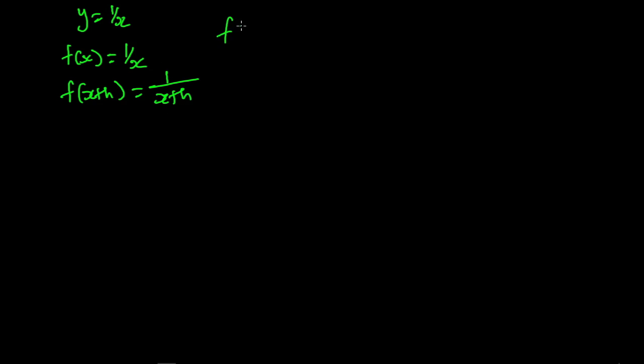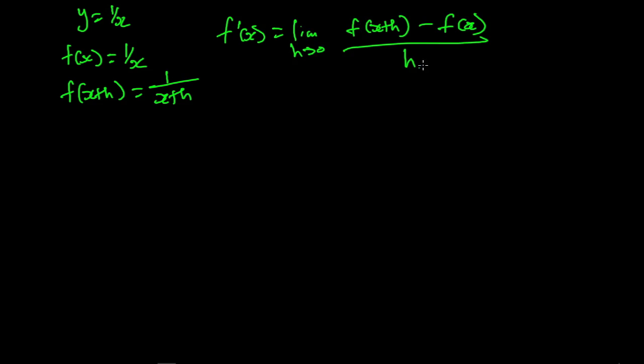The last example we'll be looking at in this video: given y equal to 1 over x, we want to use our formula to find the derivative of this expression. That means f of x is going to give us 1 over x, and then f of x plus h is going to give us 1 over x plus h, just by replacing every x with x plus h. Our derivative formula goes by f prime of x equal to the limit as h approaches 0 of f of x plus h minus f of x all over h.